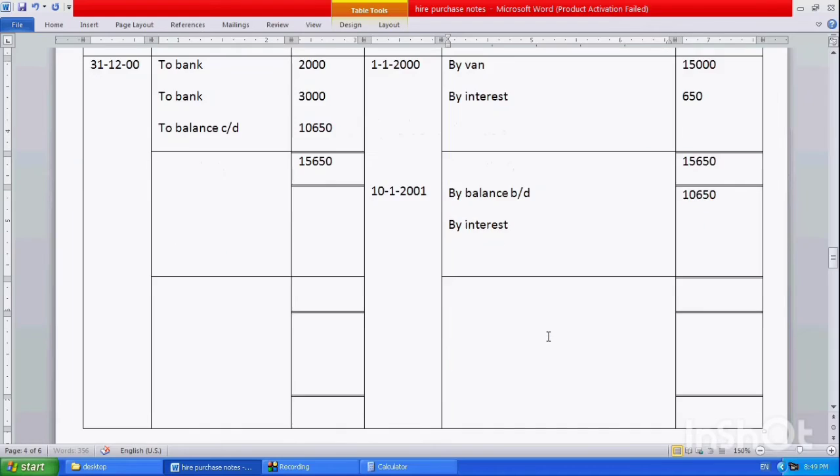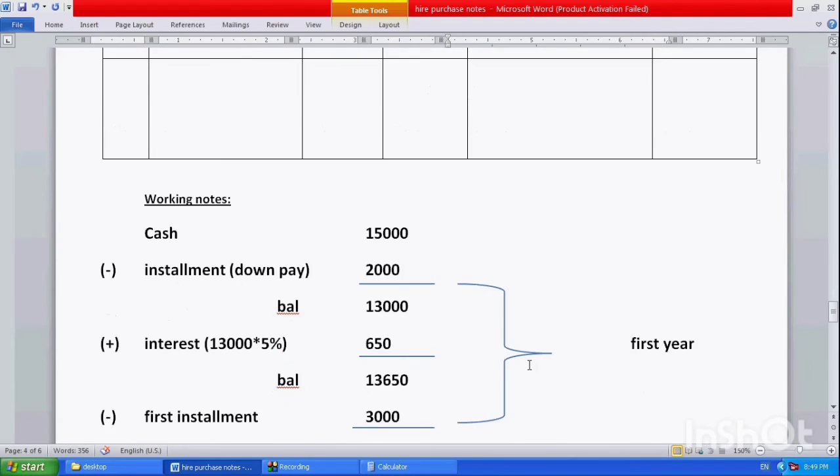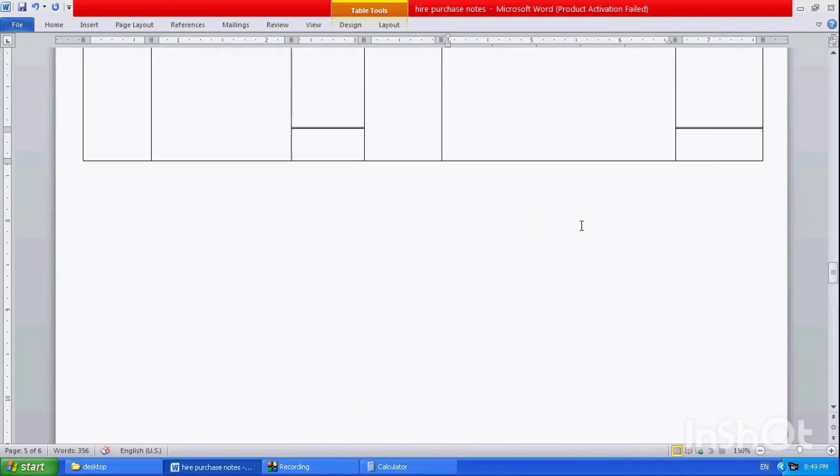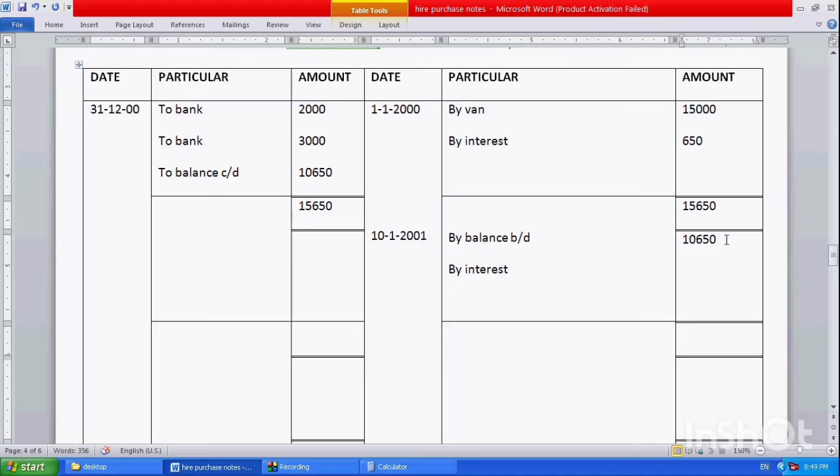By interest also we have to take. Second year interest: 650 is the first, second year is 533. Here you can see, 533.